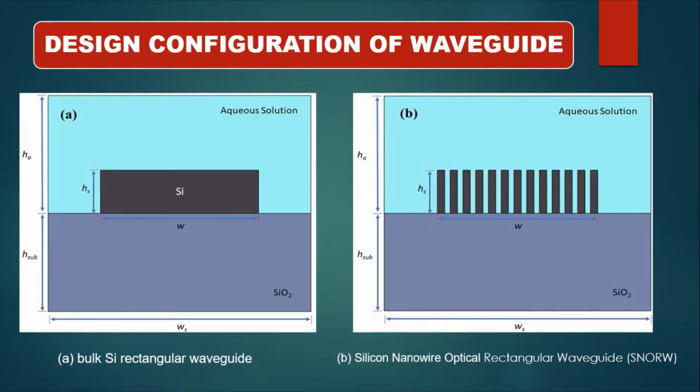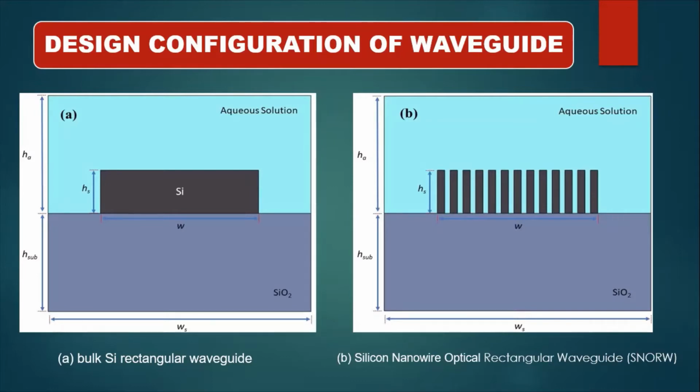In both cases, the waveguide consists of silicon, SiO2 substrate, and an aqueous solution. The height of the silicon rod is 220 nanometers, the width of the waveguide is 750 nanometers, and the height and width of the substrate are 500 nanometers and 1255 nanometers respectively.